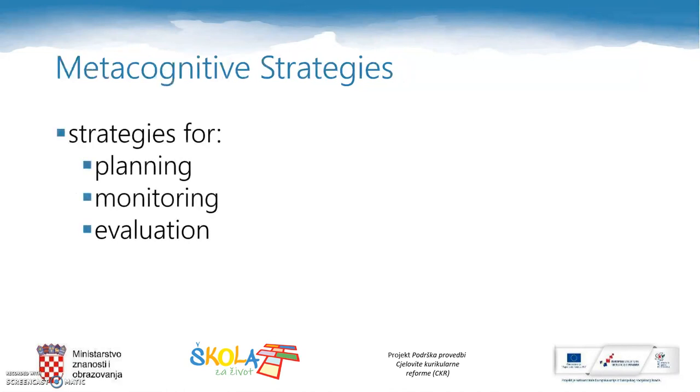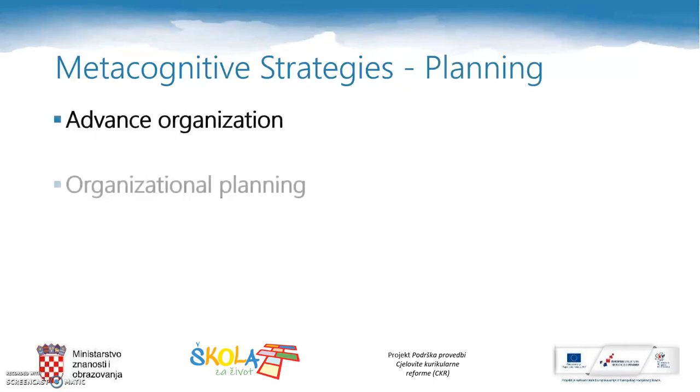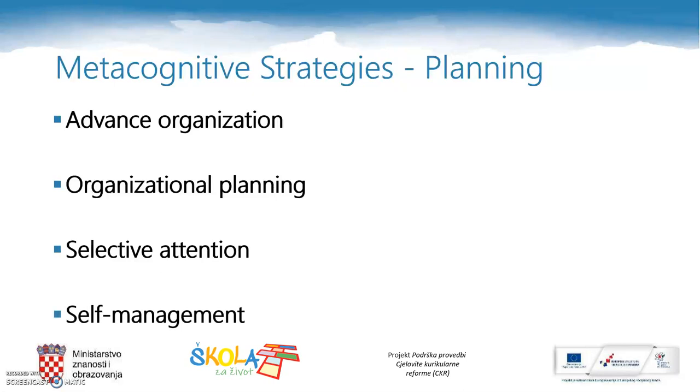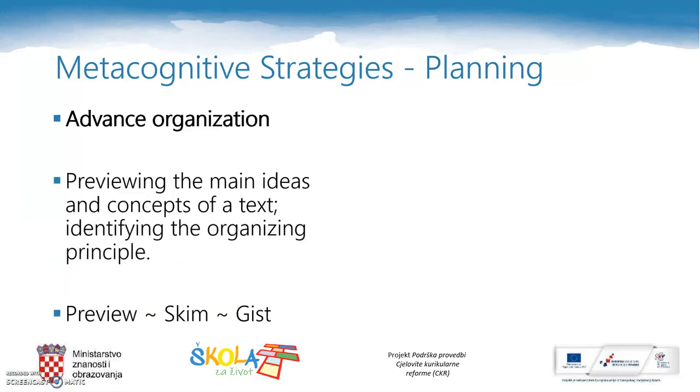Metacognitive strategies are divided into 3 groups: strategies for planning, monitoring, and evaluation. Metacognitive strategies for planning include advanced organization, organizational planning, selective attention, and self-management. Advanced organization is defined as previewing the main ideas and concepts of a text and identifying the organizing principle. Strategies included are preview, skim, and gist.